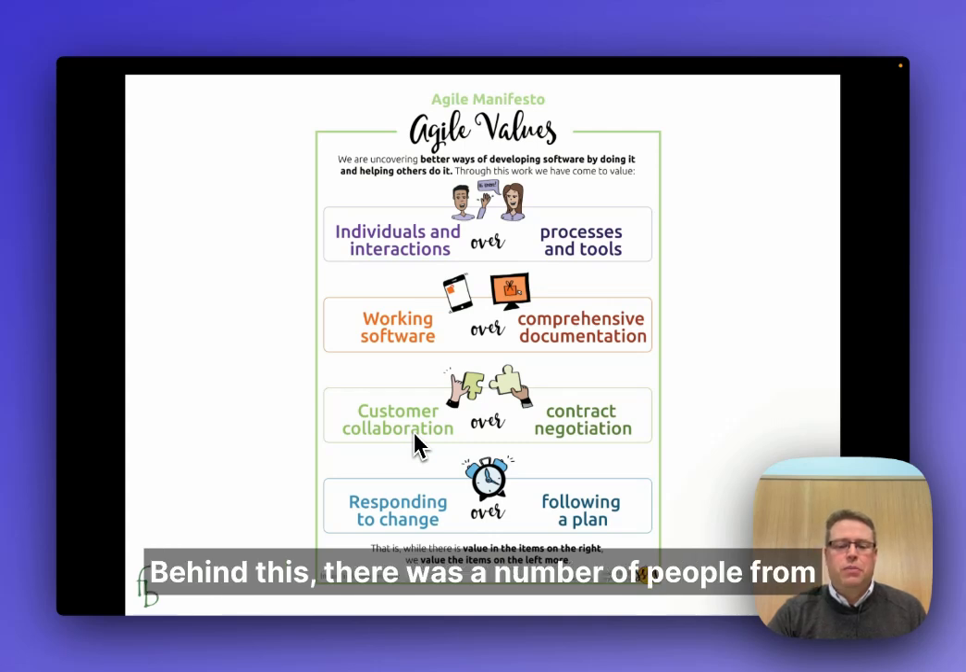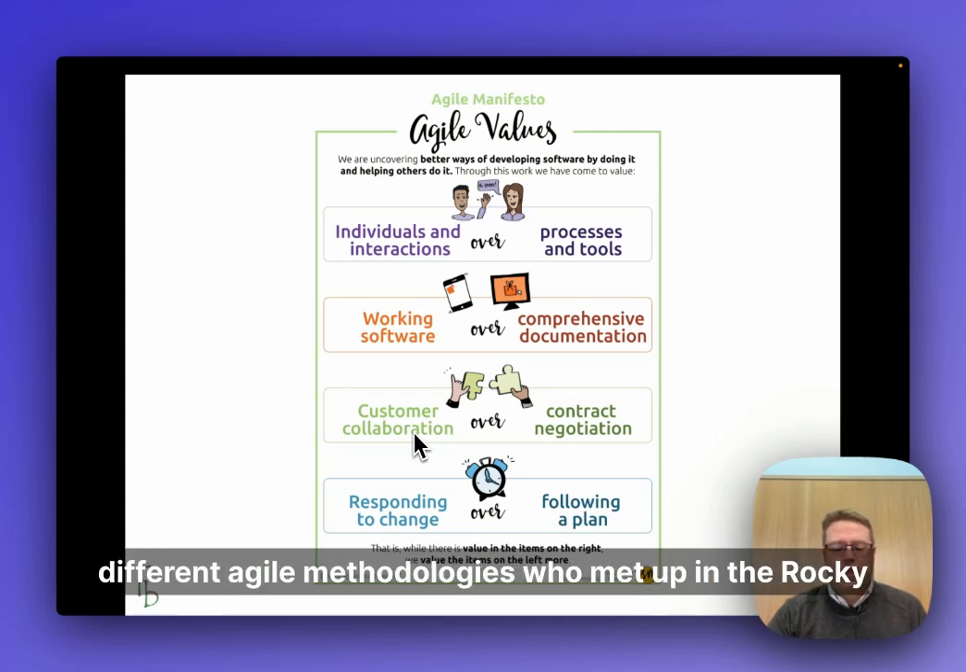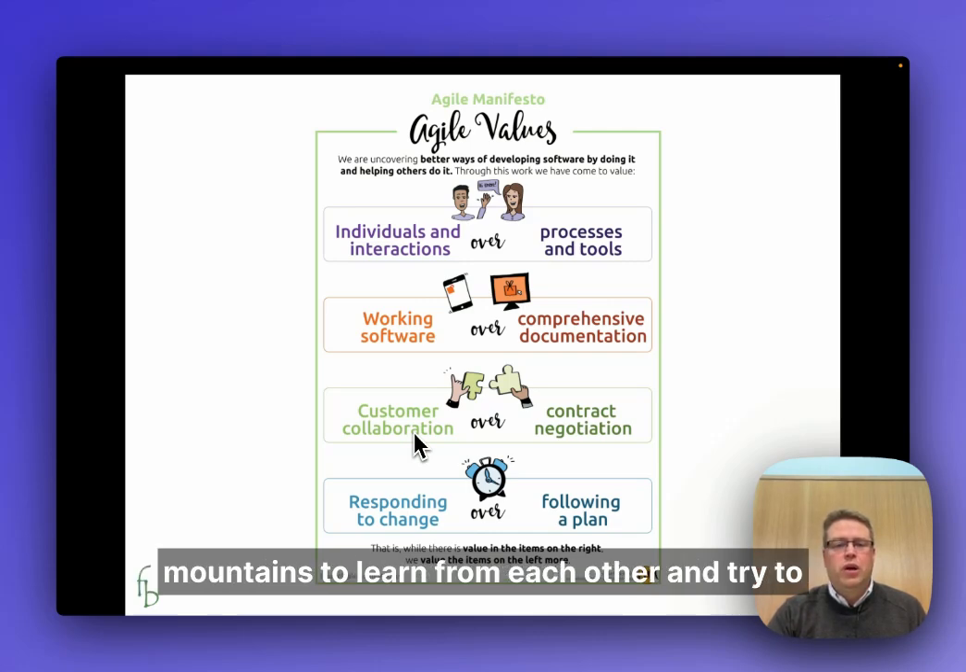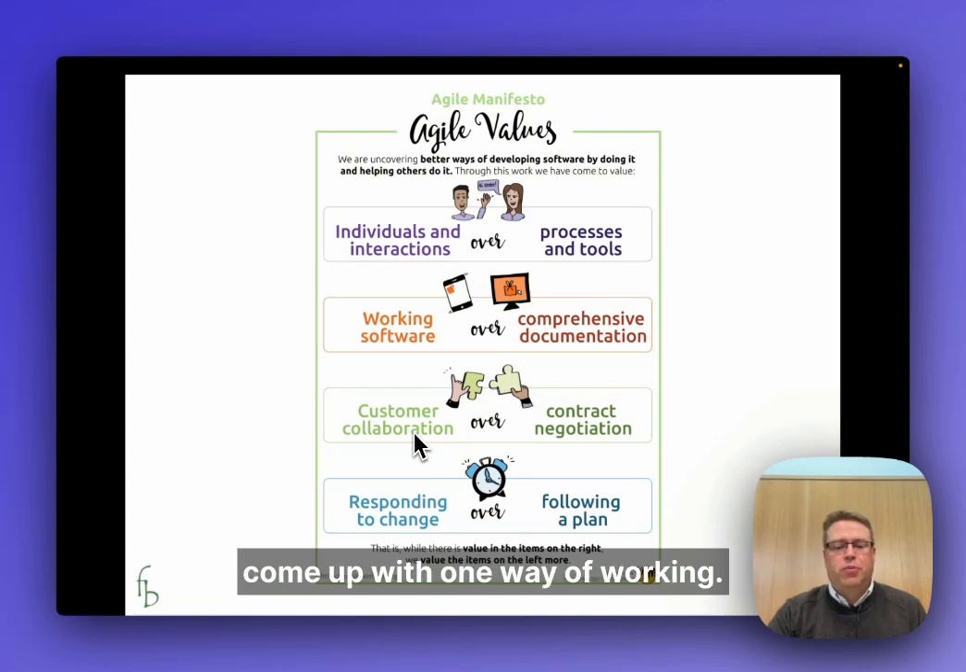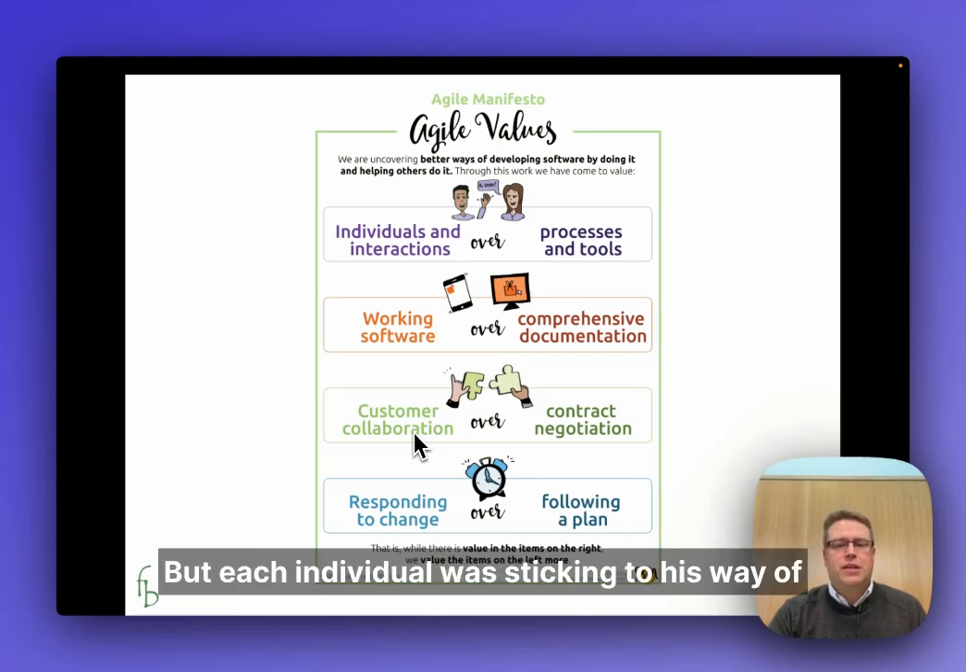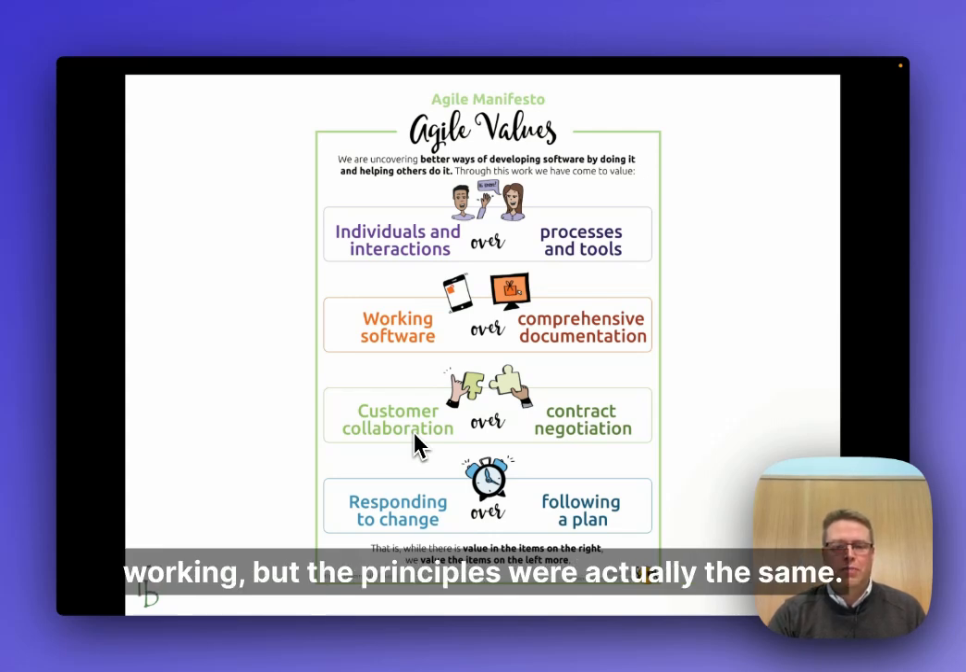There were a number of people from different Agile methodologies who met up in the Rocky Mountains to learn from each other and try to come up with one way of working. But instead they could only come up with these shared principles, and each individual stayed sticking to his way of working, but the principles were actually the same.